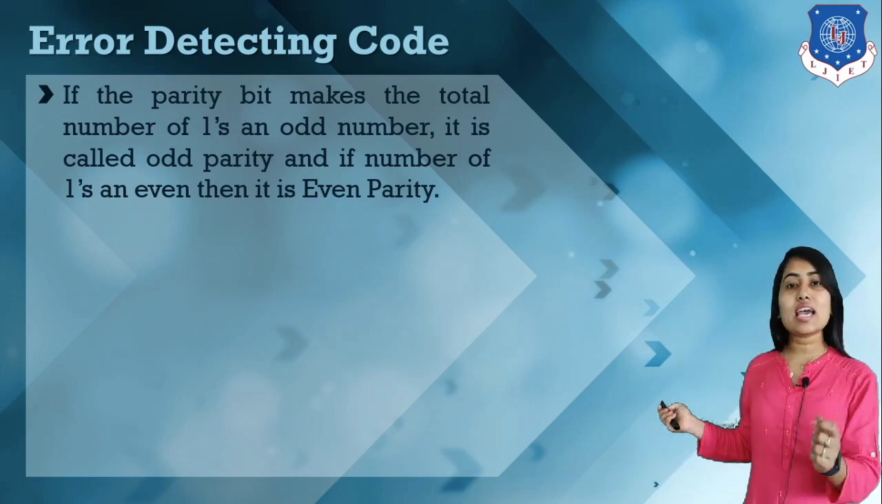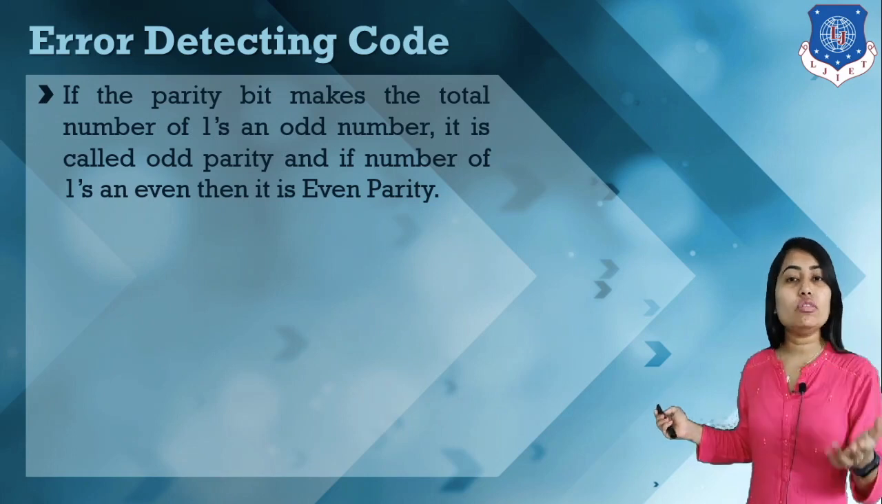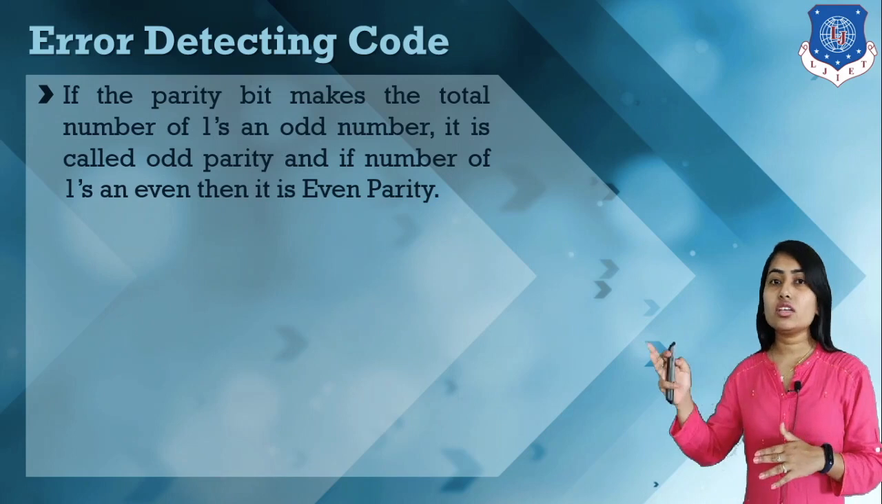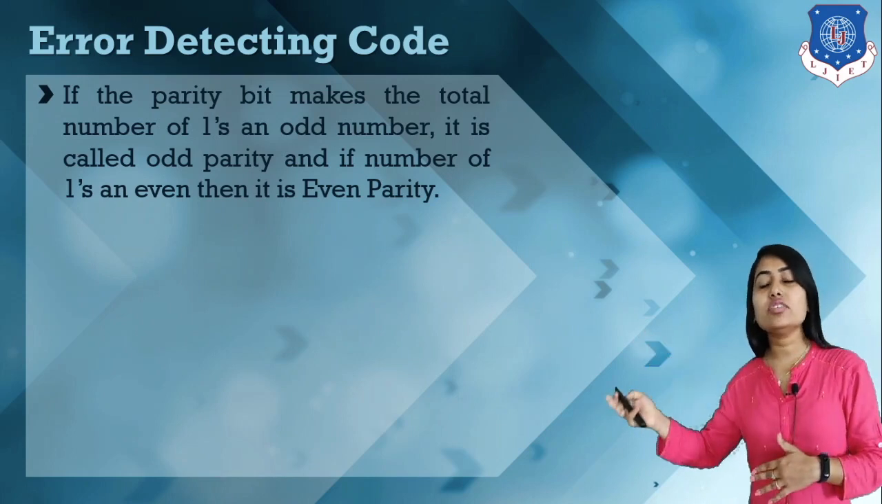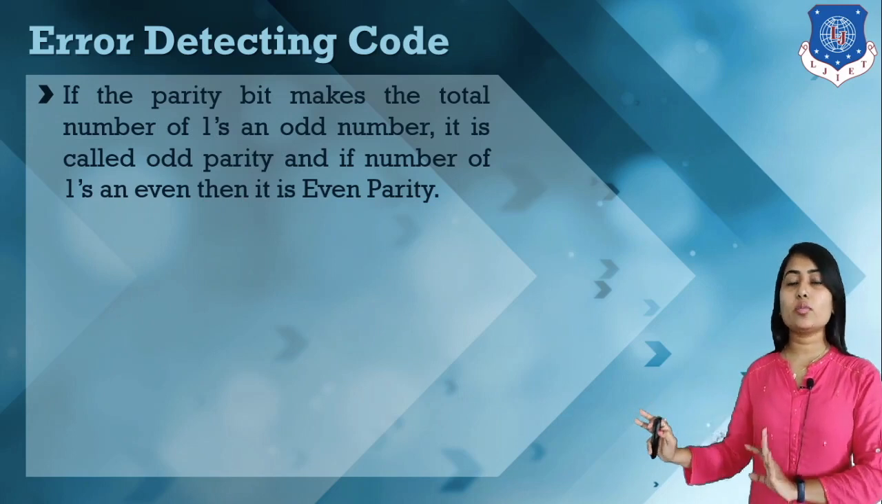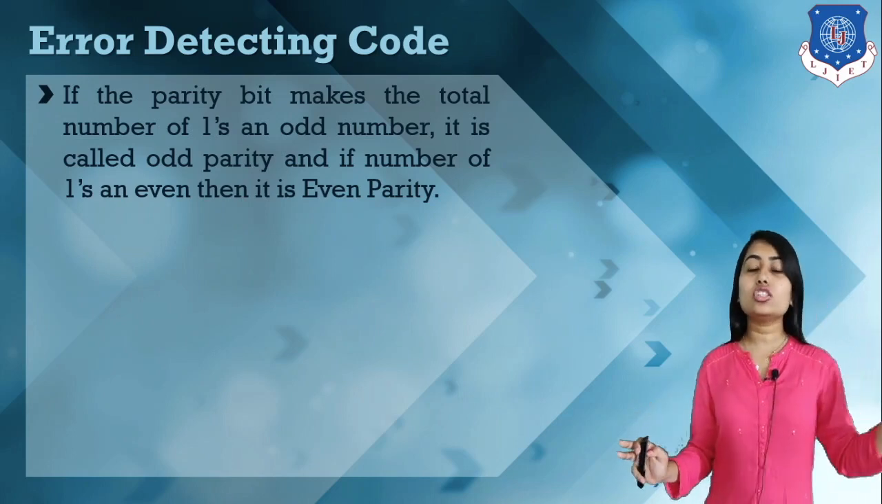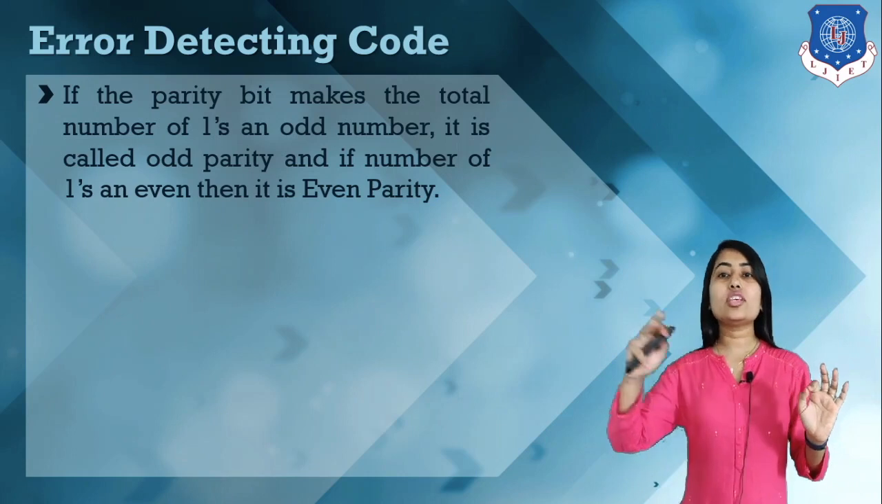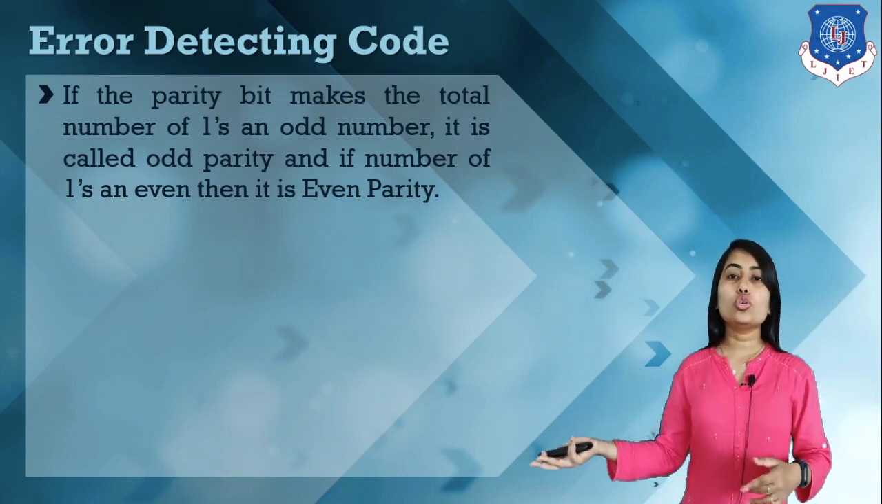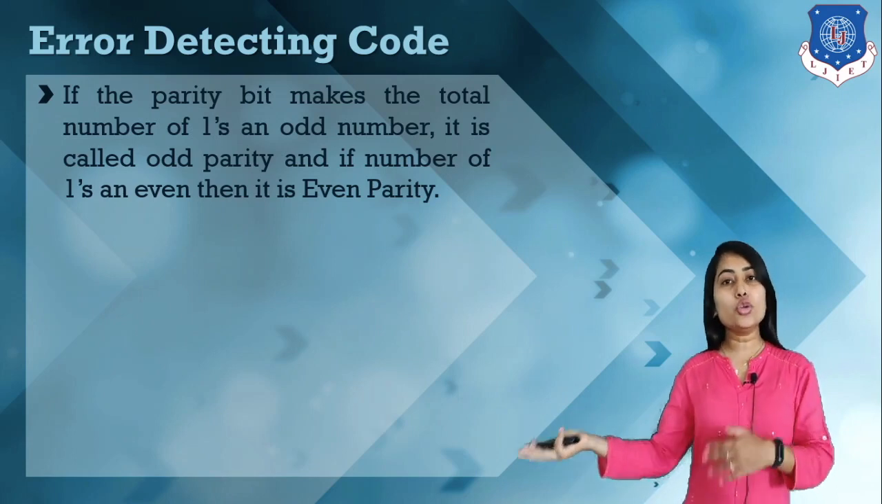So if we send information either with even parity or with odd parity, and the receiver receives that message with the correct parity, that means if we send 3 ones and the receiver receives 3 ones, that means an odd number of ones, so it is detected that there is no error.